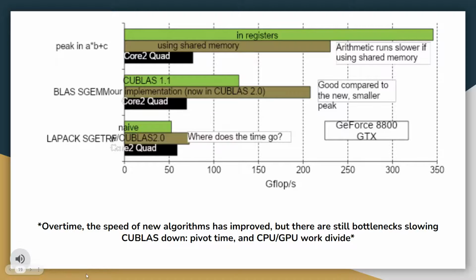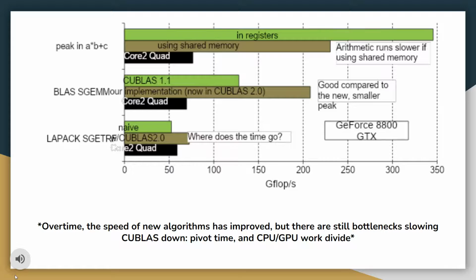In the top columns on this graph, the bright green shows the theoretical peak speed, the brown bar shows the realistic peak speed, 66% of the peak, and the black bar is the CPU speed alone. The middle group of bars shows the speed of the matrix multiply. In the first version of BLAS, released in 2007, we can see faster speeds than CPU computing. But BLAS 2.0, shown in brown, is much closer to peak speed.